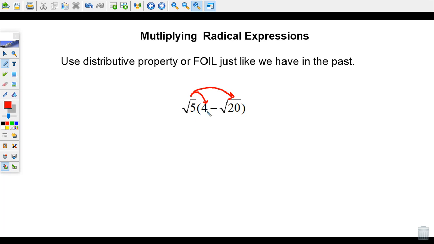So radical 5 times 4. The radical 5 is under the radicand. The 4 is not. So when we multiply those, we would just write the 4 outside and then the radical 5. Now, the minus sign tells us that this radical 20 is negative. So it's positive times negative, so we know that's going to be a negative. They're both radicals, so we can multiply them together and put them under one radical symbol. 5 times 20 would be 100. So radical 5 times radical 20 is radical 100, and it's negative.